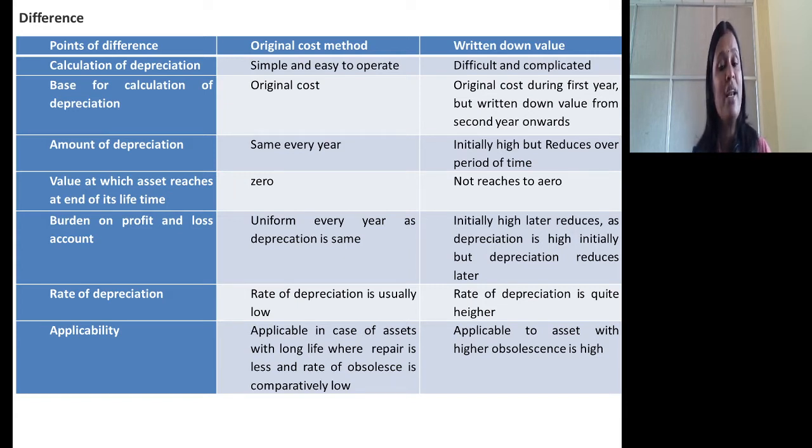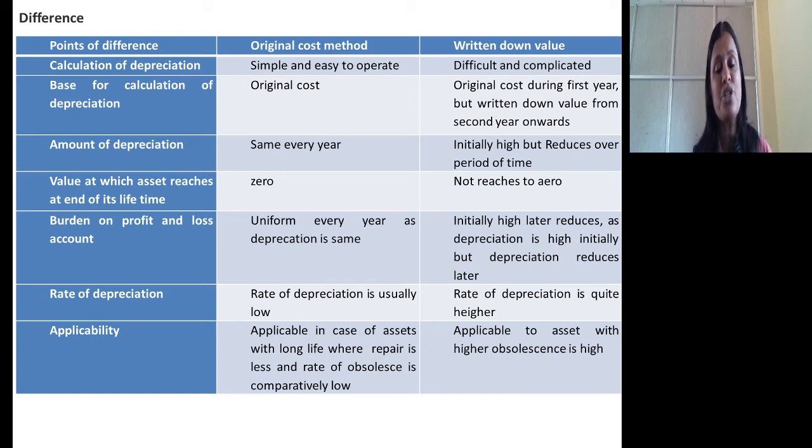The amount of depreciation remains the same under the original cost method, but under the written down value method, it is initially high but reduces over a period of time. The value of the asset reaches zero at the end of its useful lifetime under the original cost method, but not under the written down value method. The burden on the profit and loss account is uniform every year under the original cost method, but under the written down value method, it is initially high and later reduces.